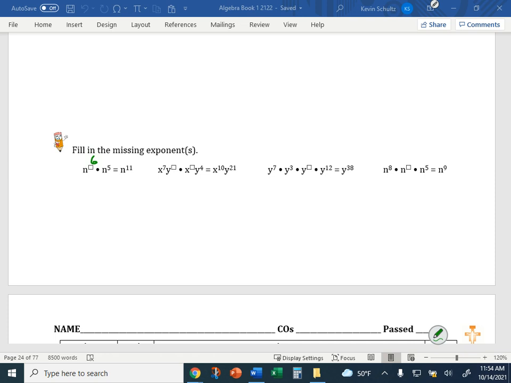Okay. The next one, I have a total of 10 x's. I've got 7 in my first term. How many would have to be in my second term? I've got a total of 21 y's. I've got 4 in my second term. How many would have to be in my first term? The next one, I've got a total of 38 y's. I've got 7, 3, and 12 accounted for. What would that missing power need to be? And lastly, I finish with n to the 9th. I already have n to the 8th and n to the 5th. Think about it. What would that missing power need to be to bring me back to 9?